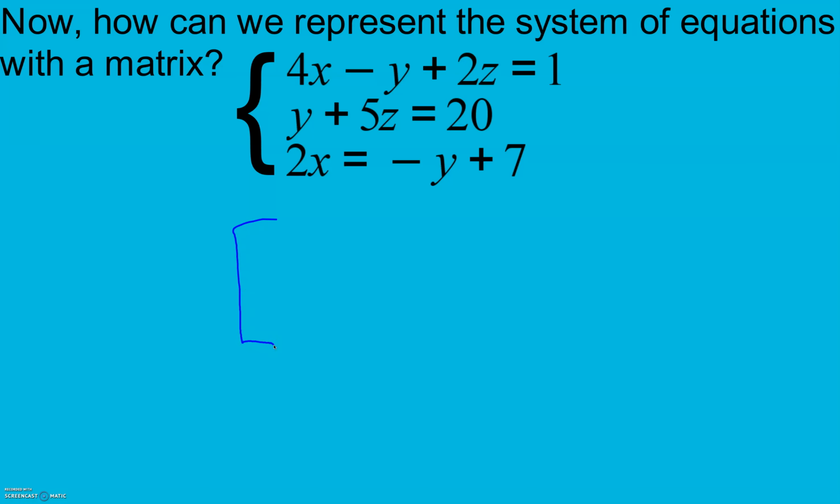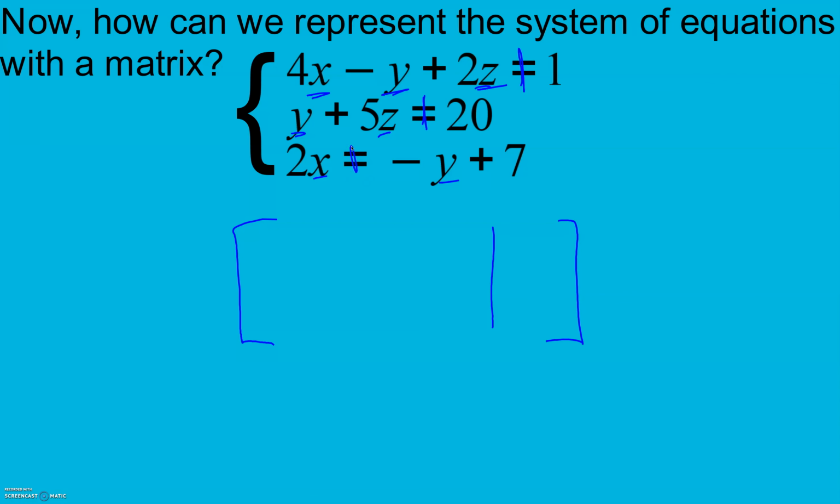My first equation, if we look here, I have x's, y's, and z's. So I have 3 different variables. They go alphabetically. So my first column is going to be for my x's, second column for my y's, third column for my z's. I replace my equal signs with vertical bars, and my constants go on the right.